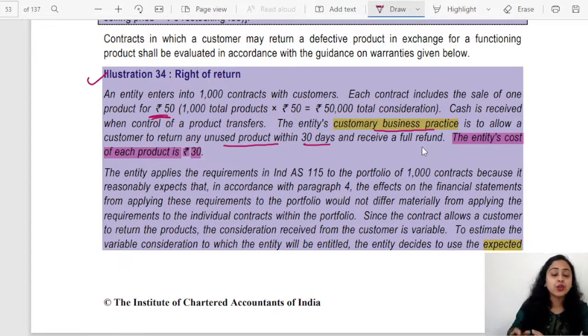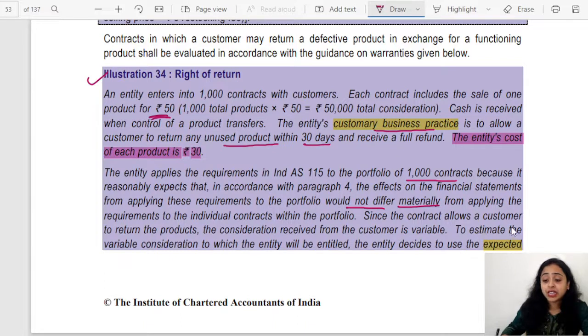When there is a right to return attached with a certain time period, the entity's cost of each product is rupees 30. So the amount that is expected to be refunded will be reduced. The entity applies the requirements in Ind AS 115 to the portfolio of 1000 contracts because it reasonably expects that, in accordance with paragraph 4, the effects on the financial statements from applying these requirements to the portfolio will not differ materially from applying the requirements to the individual contracts within the portfolio.